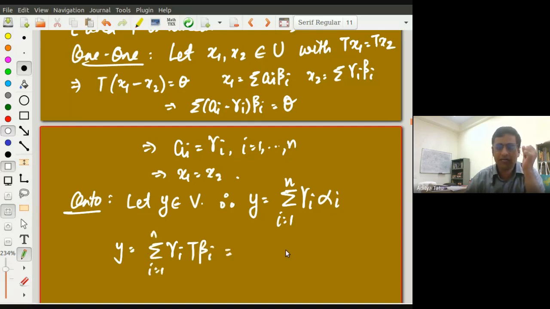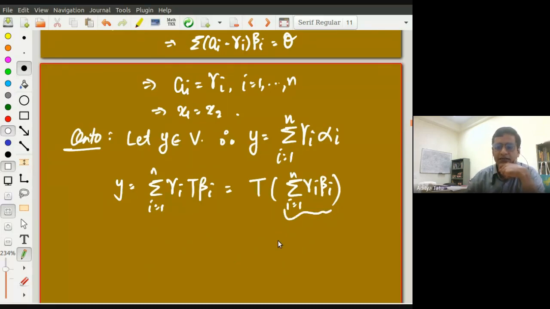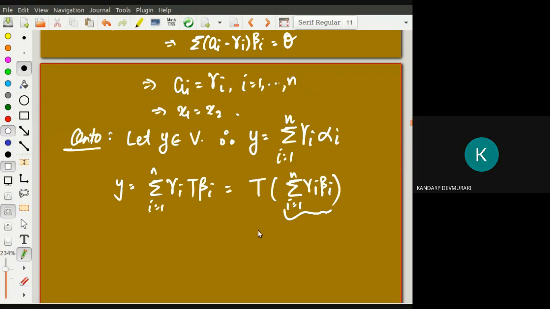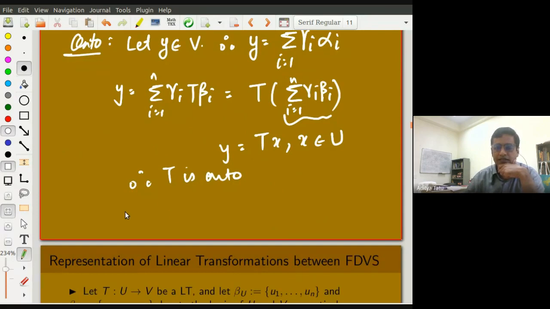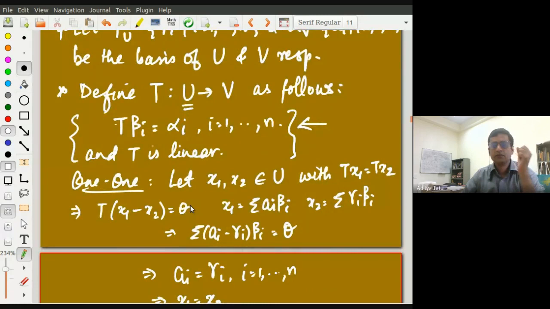Then using additivity and homogeneity, what can we say about this element? This is some x in U. Therefore, T is onto, which implies T is invertible. Is that clear? And once you have two vector spaces over the same field which have the same dimension, these two vector spaces are isomorphic.